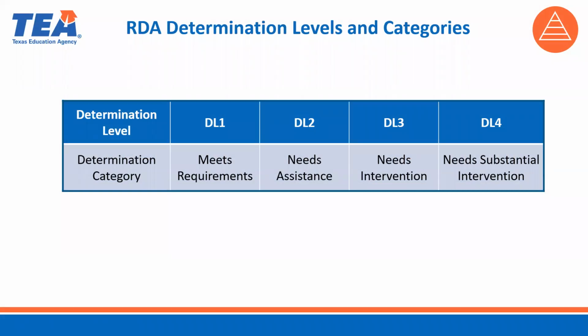Let's review RDA determination levels, or DLs, and categories. LEAs who obtain a DL1 meets requirements generally demonstrate successful self-monitoring, high levels of compliance with state and federal regulations, positive outcomes for students, and effective use of professional development resources. LEAs who meet RDA requirements have access to universal supports to engage in an ongoing continuous improvement process related to all program areas within RDA. LEAs who obtain a DL1 and meet requirements retain continuous improvement plans at the local level.